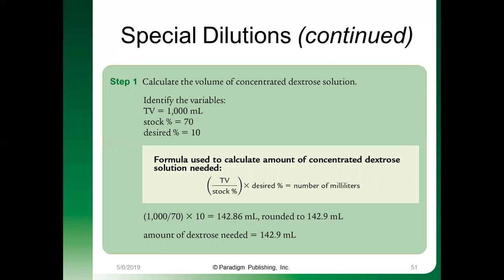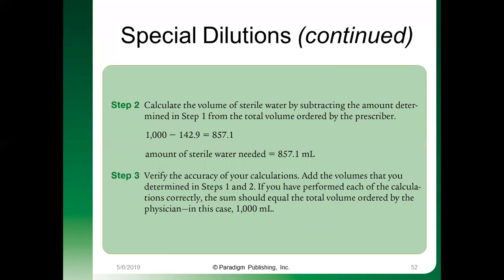Now, how many mLs do we need of the sterile water? In step 2, we're going to calculate the volume of sterile water by subtracting the amount determined in step 1 from the total volume ordered by the prescriber. So 1,000 minus the 142.9 mLs of dextrose that you're going to withdraw is equal to 857.1. So 857.1 is the amount of milliliters that you're going to draw up of sterile water.